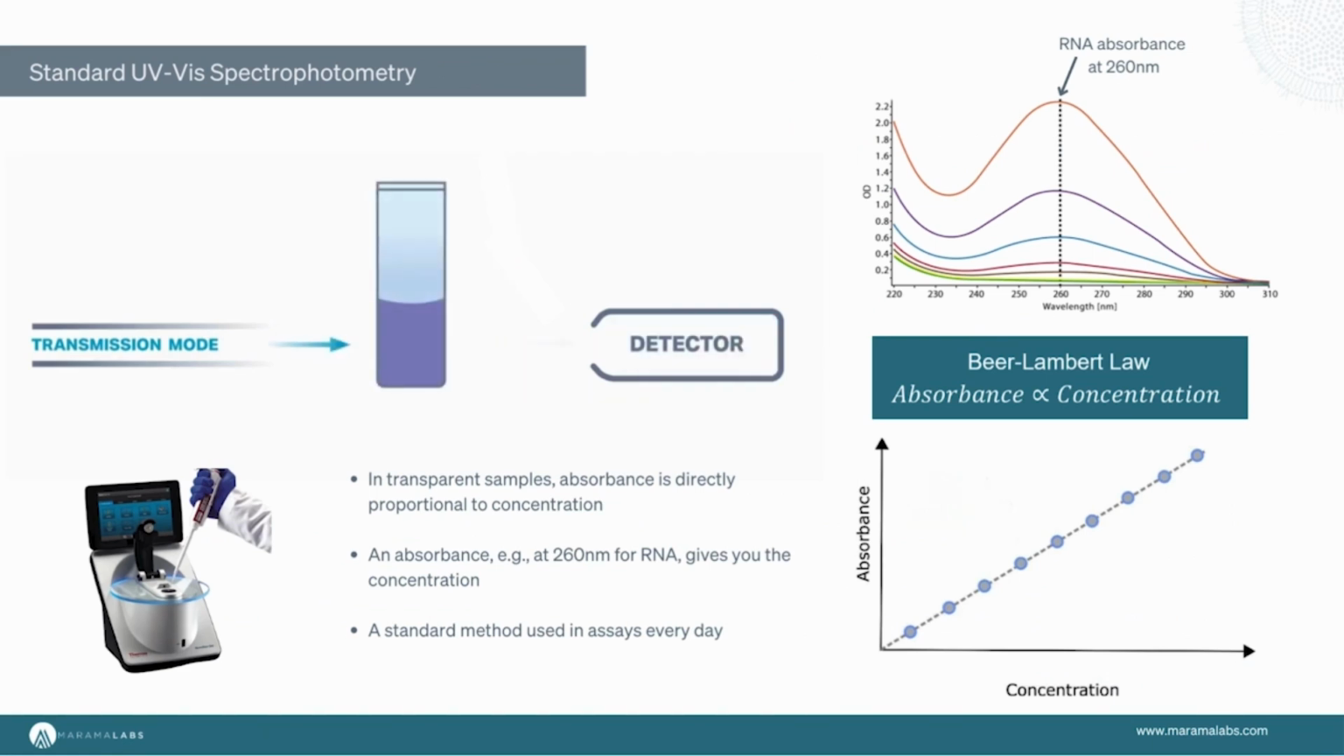So regular UV-Vis works by measuring the loss of light transmitted through a sample by absorption. And you can turn that absorption into a concentration. We all know it, we've all seen it, we probably all do it every day.